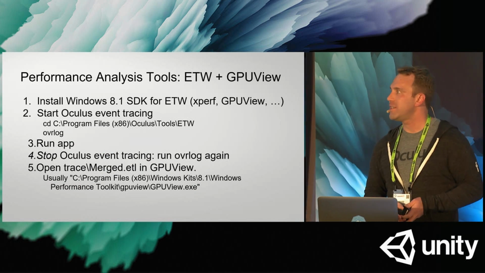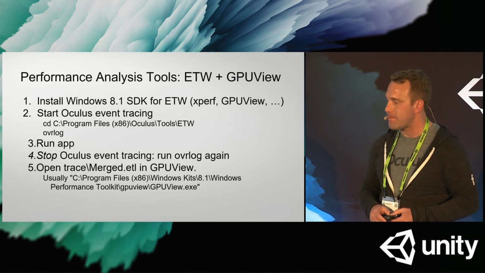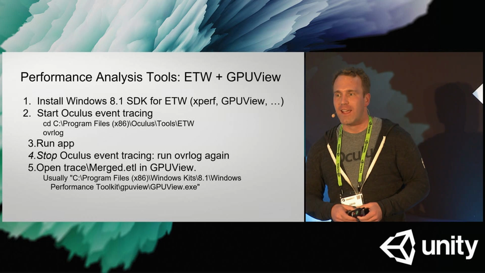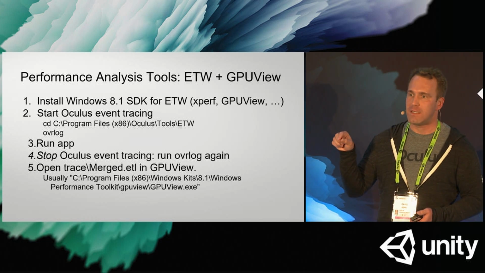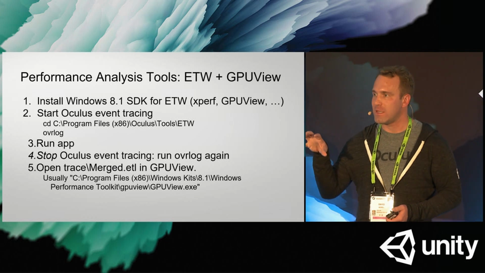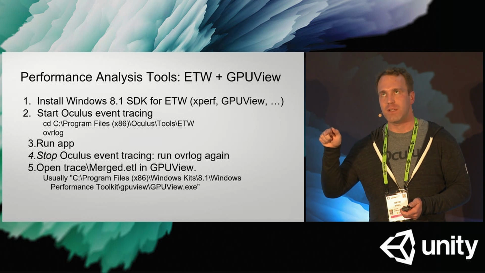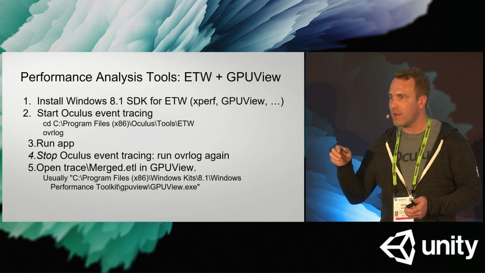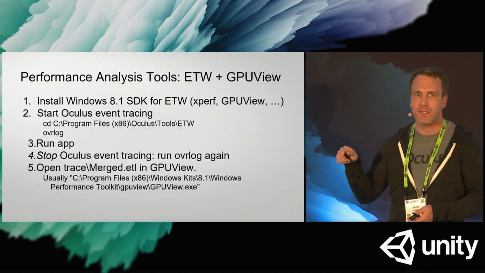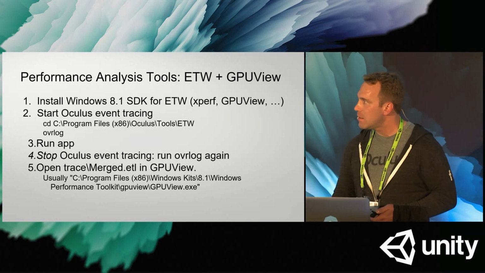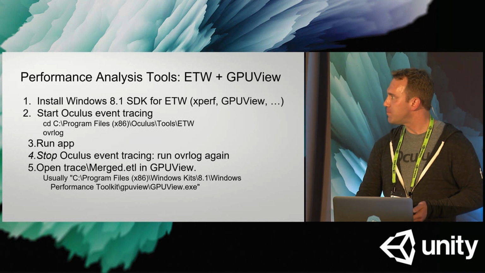This is a little bit dated, actually. OVR log has been supplanted by a new tool called Oculus Monitor. You can run that tool and enable and disable ETW logging. Typically you run Oculus Monitor, click Tools, Begin ETW Trace, then run your app, reproduce the issue, and then go back to the tool and click Tools, Stop ETW Trace. And then you'll have an ETL file that you can load up in GPUView.